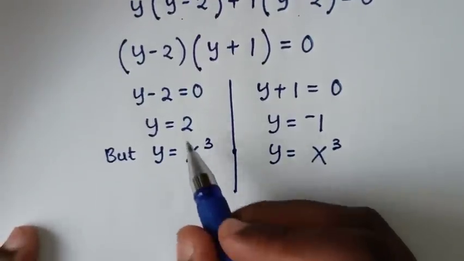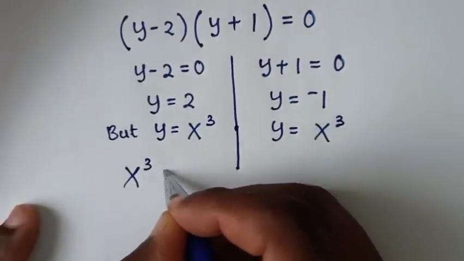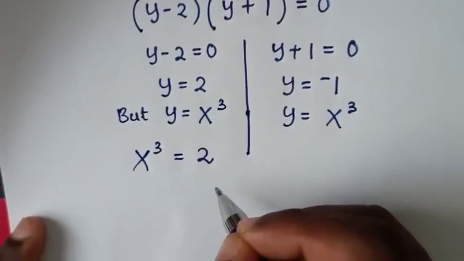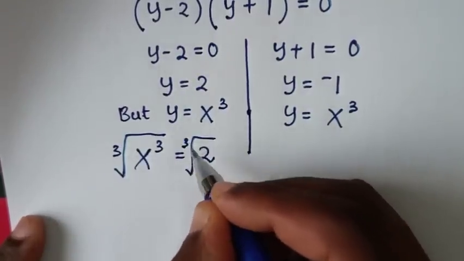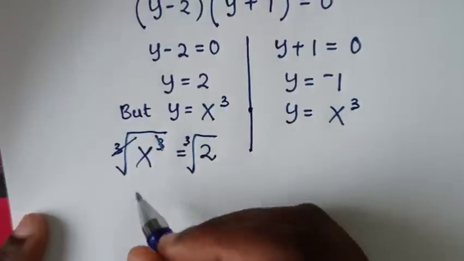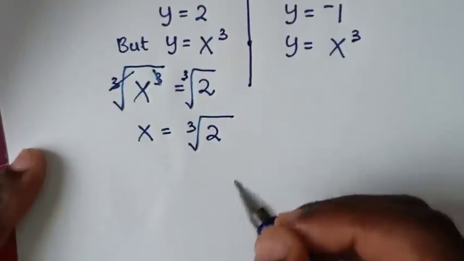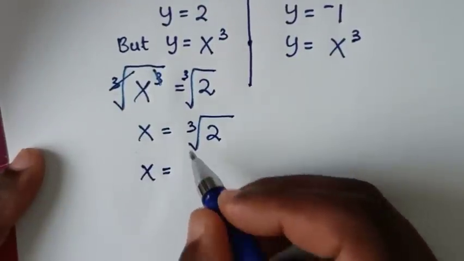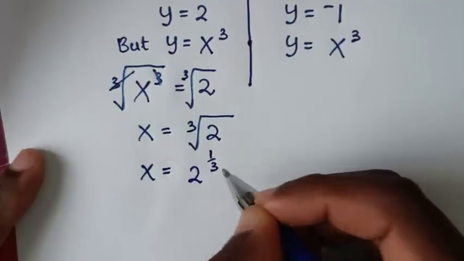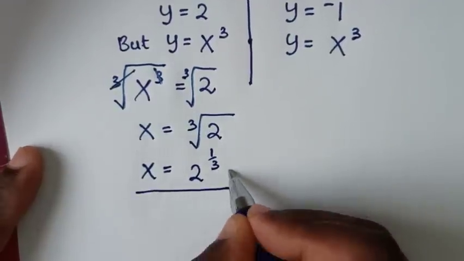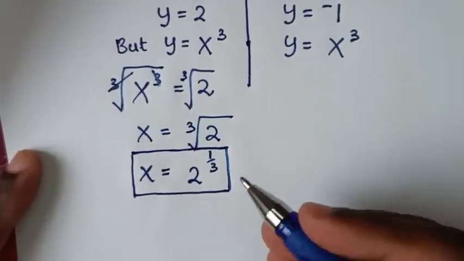Then we compare these two equations with y. So it will be x^3 is equal to 2. Then to find the value of x, we'll apply the cube root on both sides. The cube root cancels this power 3, then it will be x is equal to the cube root of 2. Now in exponent form, the cube root is the same as power of 1 over 3. So it will be 2 power of 1 over 3. So this is one of the values of x in this problem: x is equal to 2 power of 1 over 3.